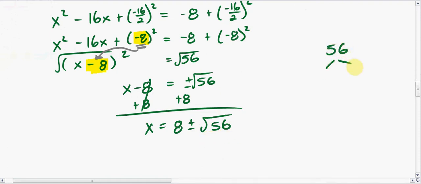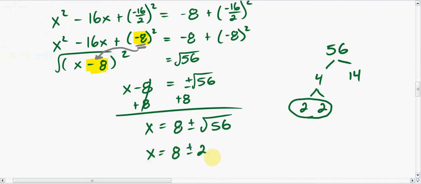So I'm going to go ahead and use my factor tree real quick and say, okay, I've got 56. What numbers go into 56? Well, 4 goes into 56 14 times. And 4 can be broken down into 2 and 2. So remember, a pair of numbers will get written once, and the lonely number up here gets written only once.